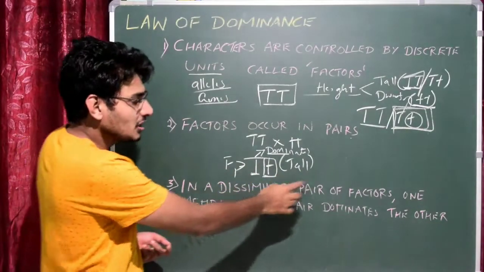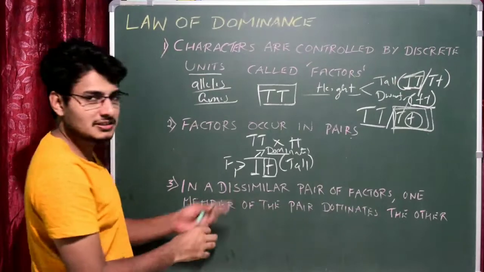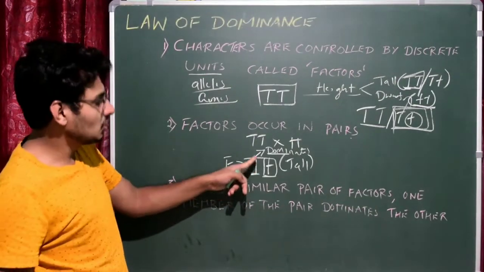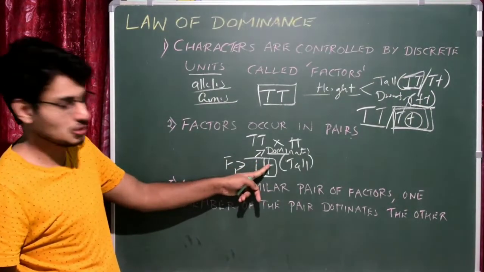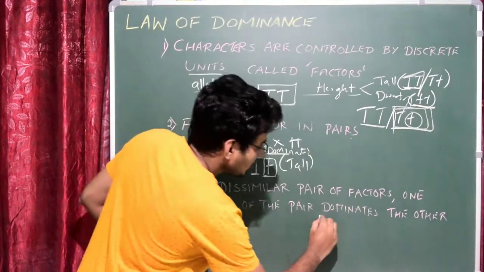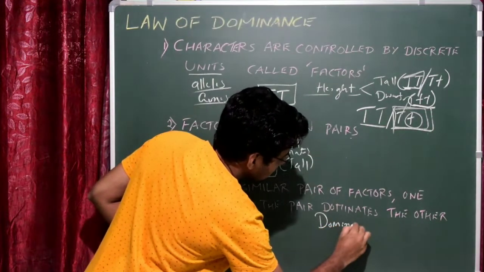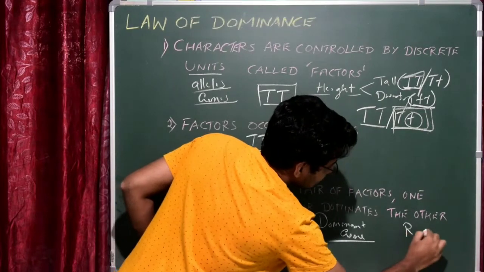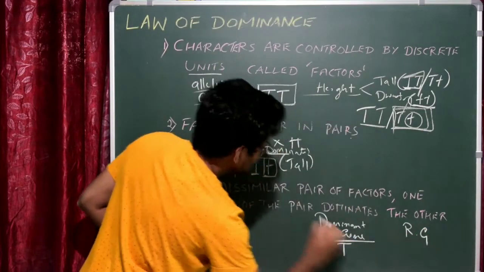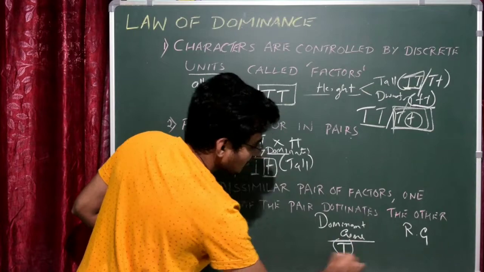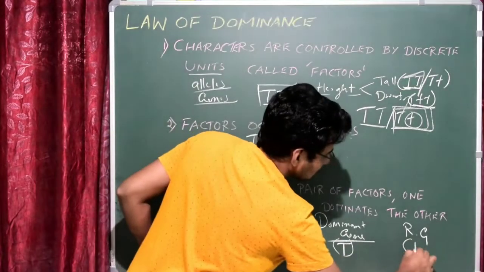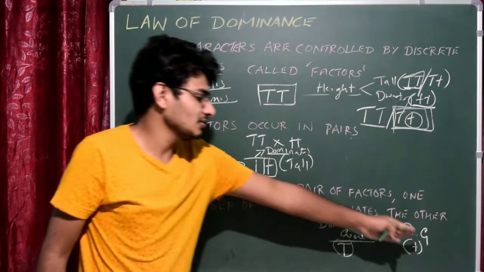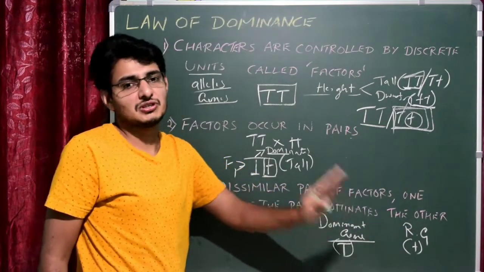So in a dissimilar pair of factors, one member, like only one capital letter T, dominates the other, that is the recessive one. So one member of the pair dominates, called the dominant gene, and the other is the recessive gene. In a dissimilar pair, let us consider capital letter T as the dominant gene and small t as the recessive gene. This one will dominate, whereas this one gets unexpressed.